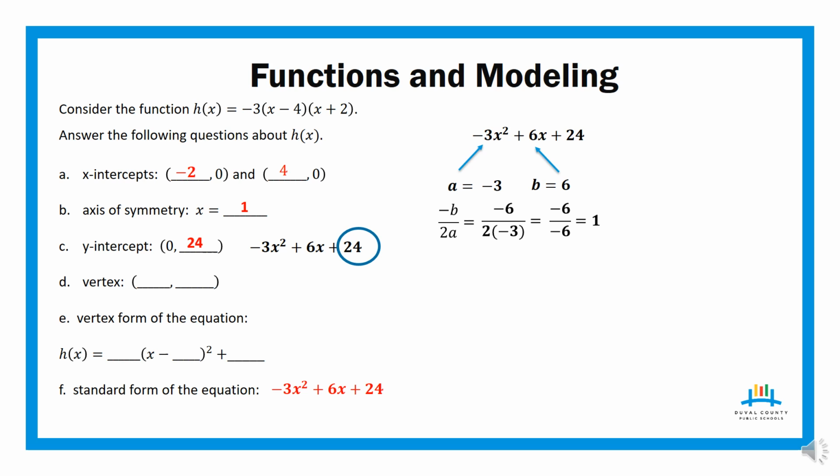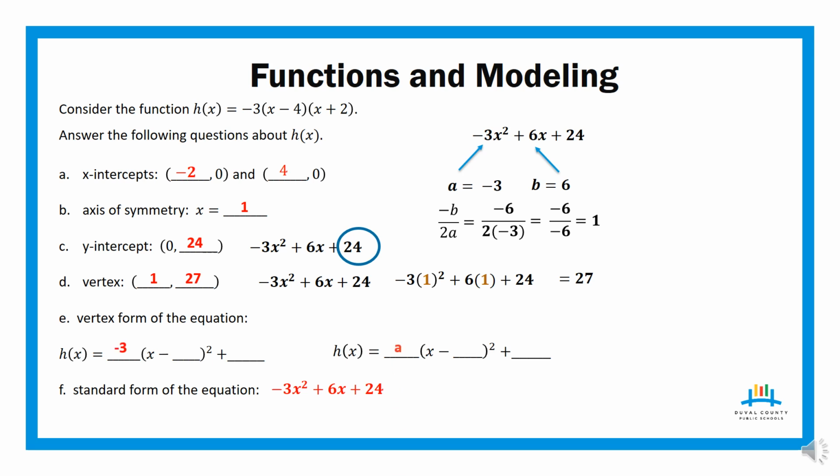To find the vertex of this quadratic equation, we can substitute our value of 1 from the axis of symmetry into the quadratic equation. Then we will solve, and we will get a value of 27. So our vertex will be at 1, 27.